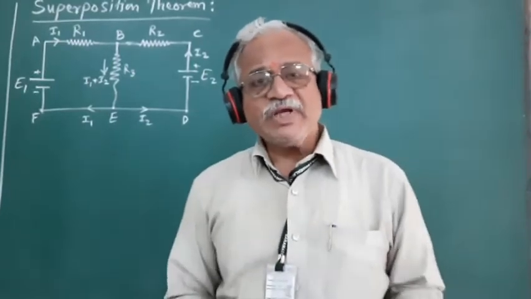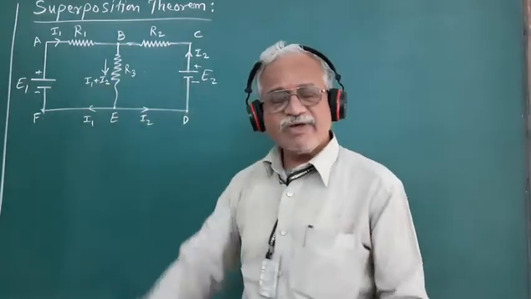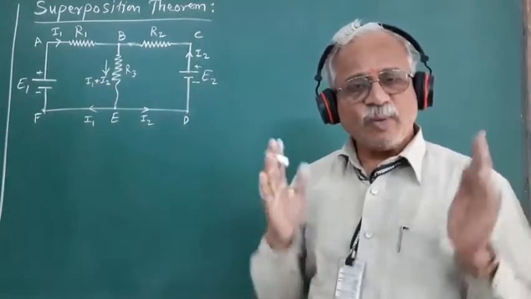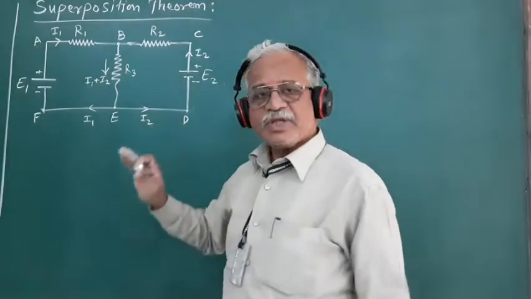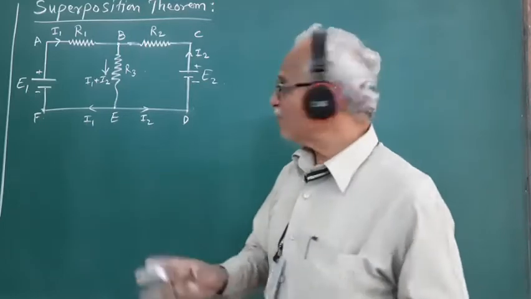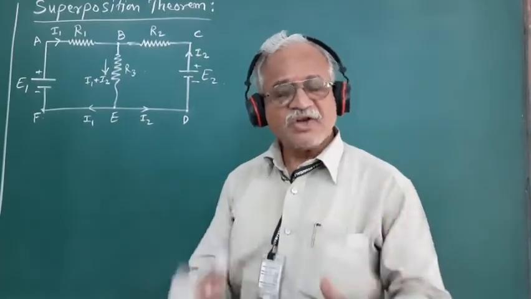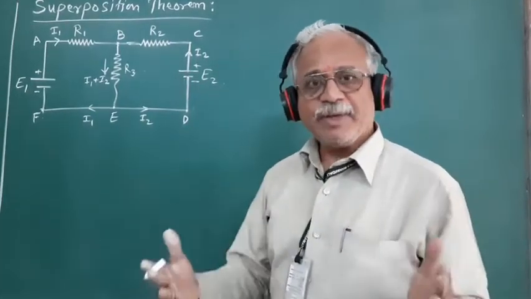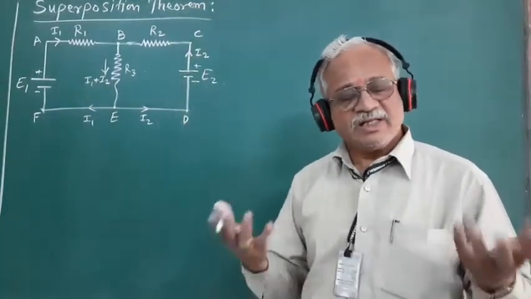So we want to analyze this network by using the superposition theorem. Before we apply the superposition theorem for the analysis of this given network, let us first obtain the expression for the current I1 plus I2 flowing through the resistance R3 by using the Kirchhoff's laws, and then we shall apply the superposition theorem for the analysis of this network, and let us compare.